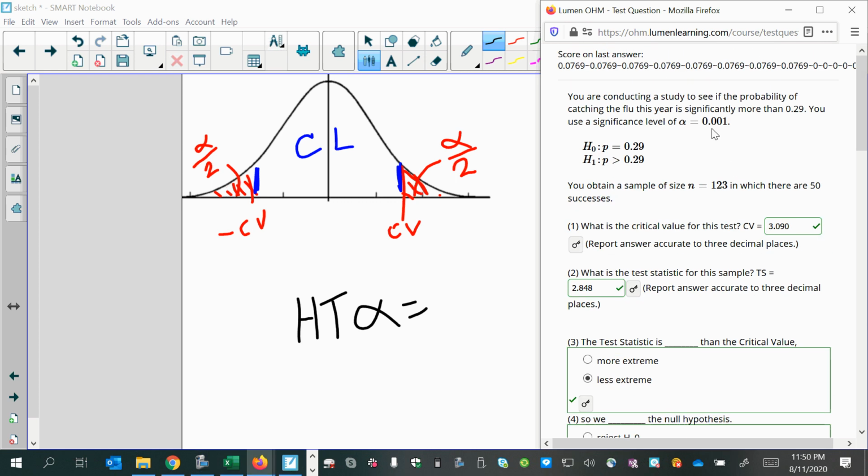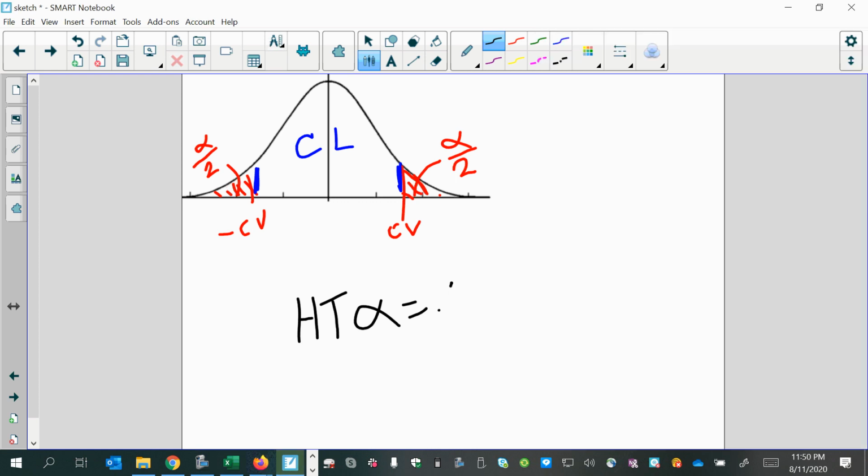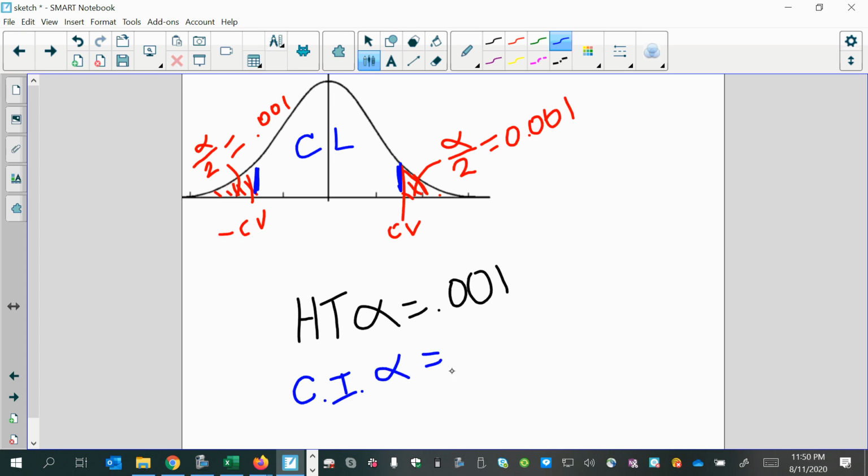Point 0.001, and that was all in one tail. So that is going to be our right tail for the confidence interval. And we have a second matching area over here so that the confidence interval has an alpha that is actually 2 times the hypothesis test alpha, so 0.002, the total in the two tails.